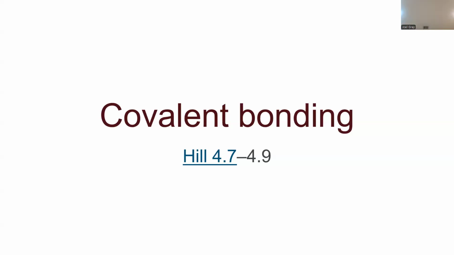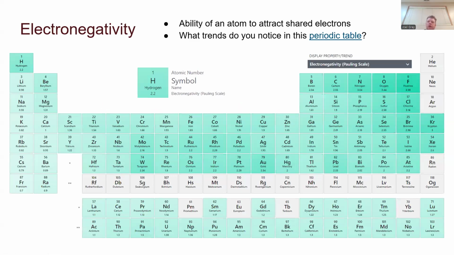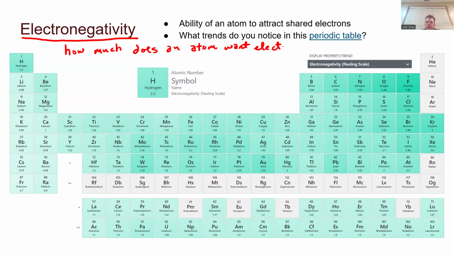Now, sorry, I'm adjusting just a second. We're taking a deeper dive into covalent bonding because one of the things that we're going to do is look at the periodic table again, and we're going to investigate this concept known as electronegativity. So, electronegativity is a property of an individual atom. And essentially, it is how much does an atom want electrons.